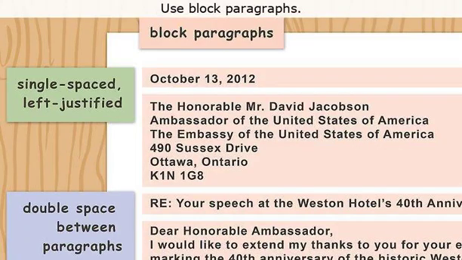Step 2. Use block paragraphs. Traditional business letters are written in single-spaced, left-justified paragraphs with a double space between paragraphs. Using a double space means you don't have to indent the first line of each paragraph. If you're writing in a language that is read from right to left, such as Arabic or Hebrew, your paragraphs would be right-justified.